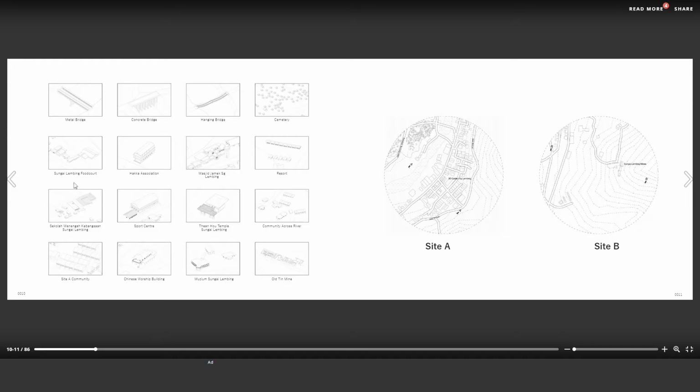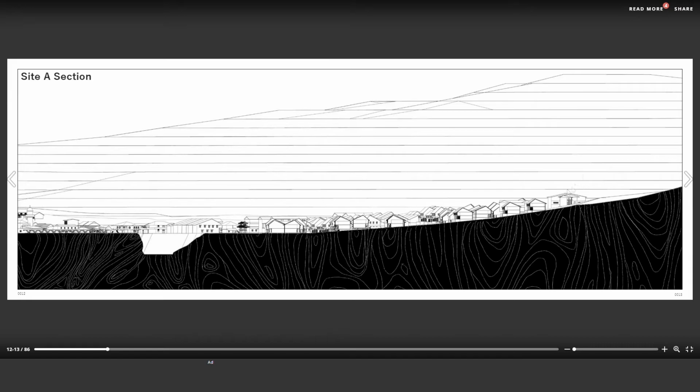You can see there's a lot of components like Sungai Lembing Food Resort and the Hakka Association, a lot of religious components, which are the temple and the masjid, and there are school and sports centers as well. This is the site A drawing and site B drawing, where you can see site B has a lot of contour on it, while site A is more flat, where the topography of the contour goes down to site A. Here you can see we did sections that help with our understanding of the landscape.